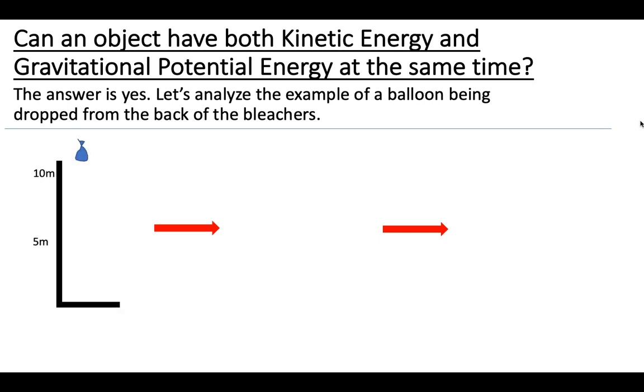Okay. So first, the balloon starts above the bleachers, right? Let's say our bleachers are 10 meters tall. We're holding our balloon above the bleachers. We have not let go yet. We are still holding on to this.